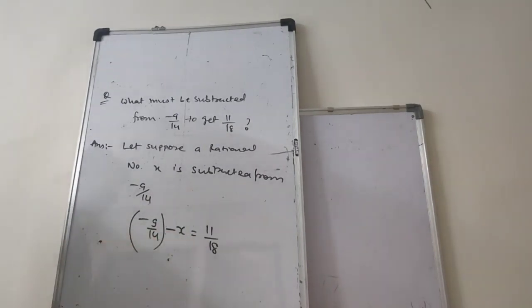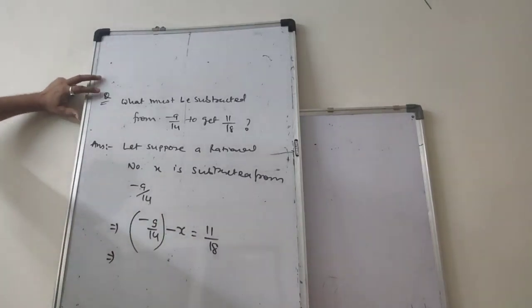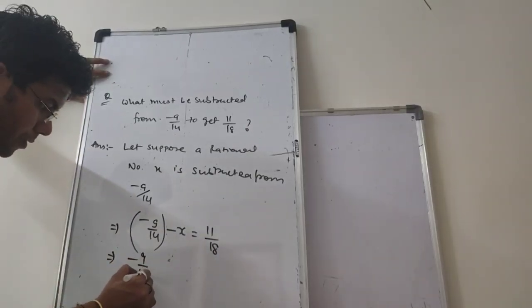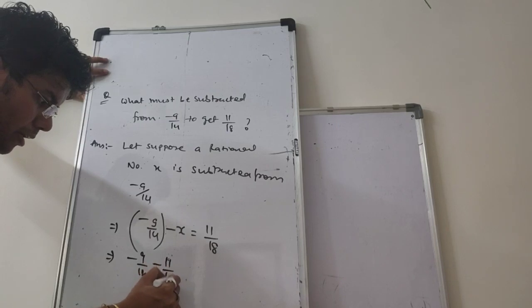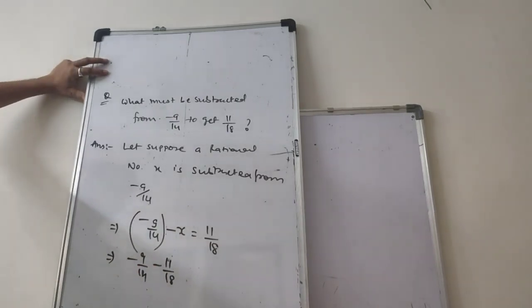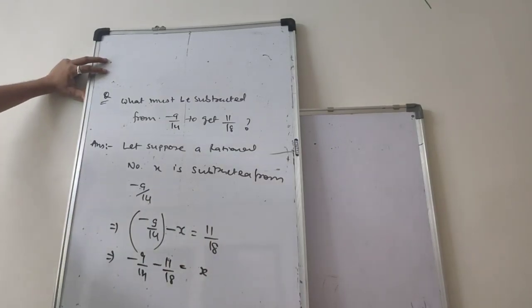So you will get 11 by 18. So to find the value of x, ट्रांसपोर्टेशन आप करेंगे. ठीक है. minus 9 by 14. Now as you transfer 11 by 18 in the left hand side, it becomes minus 11 by 18, and this minus x becomes x.